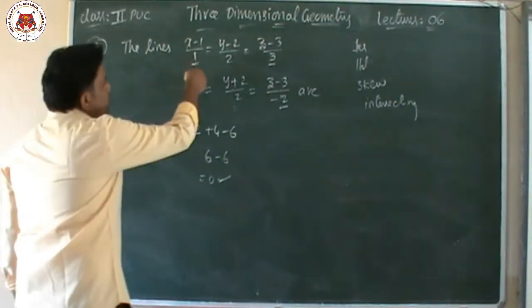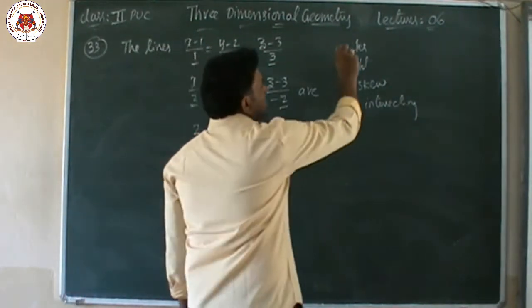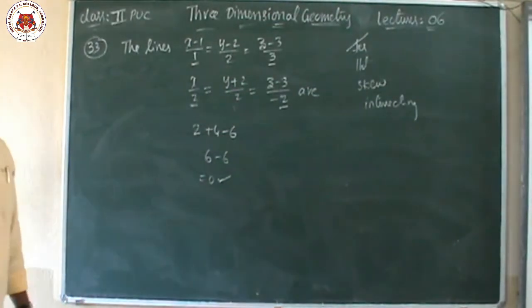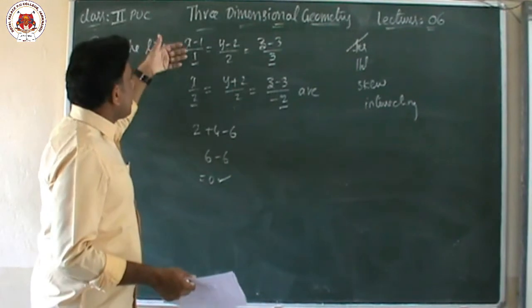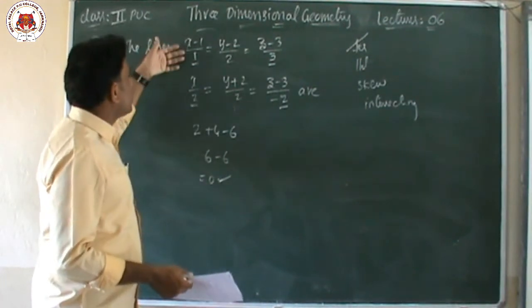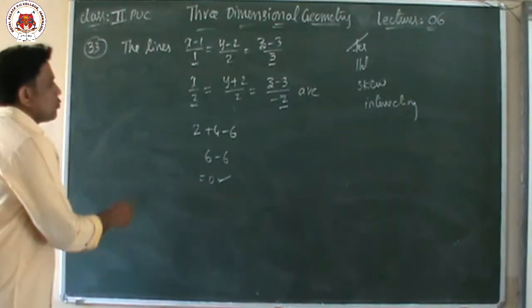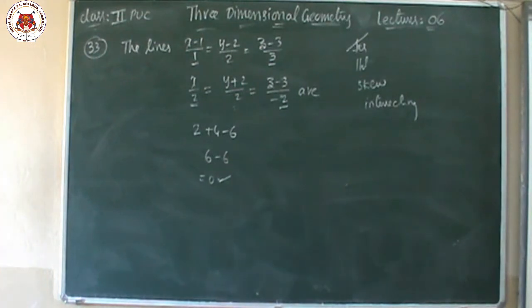Then the product of the DRs of these two lines is equal to 0. Definitely the angle between these two lines is 90 degrees, a right angle, or these two lines are perpendicular. So whatever the option, we can say these two lines are perpendicular to each other.